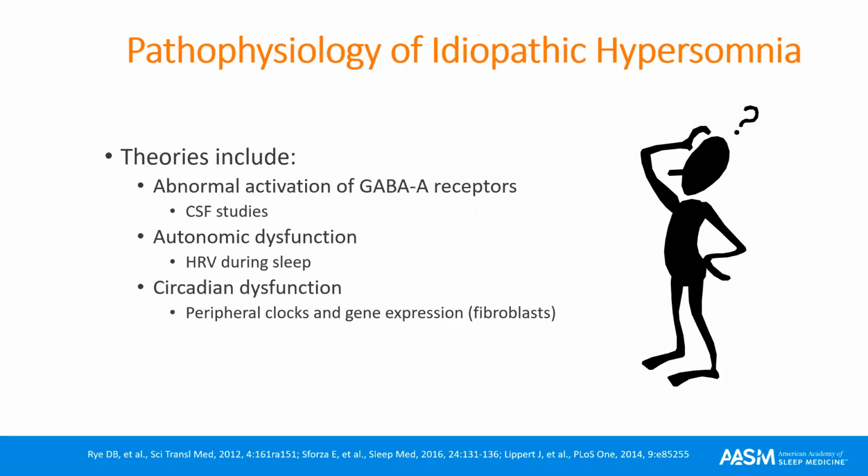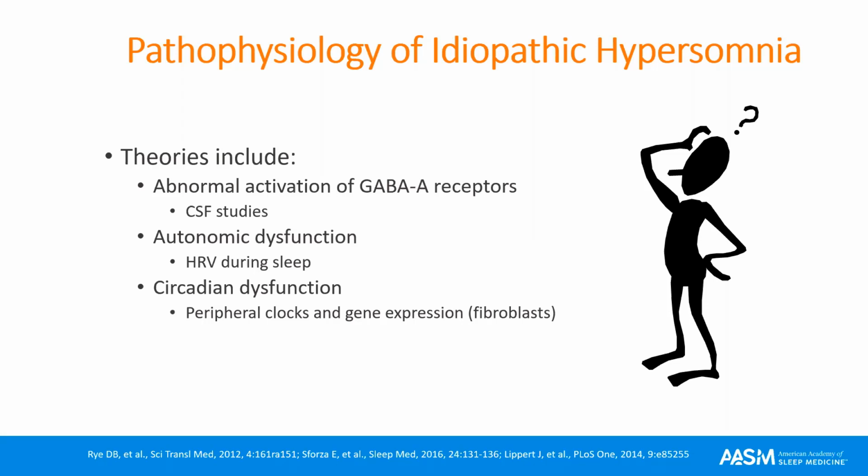There is some data suggesting that people with idiopathic hypersomnia have something in their spinal fluid that turns on GABA-A receptors, and things that turn on GABA-A receptors tend to be sedating, so that might be the cause. There's some data to suggest there's autonomic dysfunction, certainly in terms of symptoms. People with idiopathic hypersomnia often have orthostasis and vasomotor autonomic symptoms. One small study suggests changes in heart rate variability during sleep, so maybe an autonomic dysfunction.